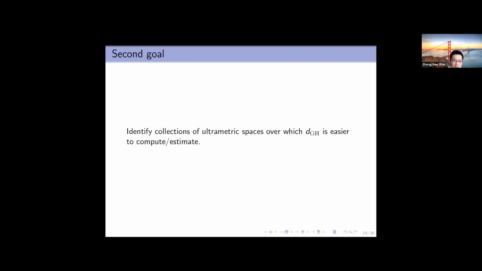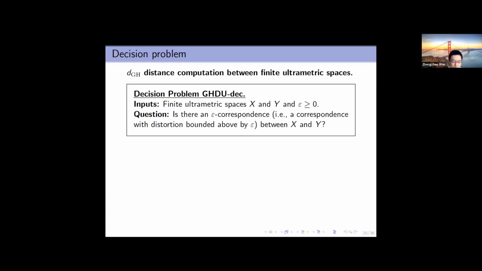Now I will turn to our second goal, that is to identify collections of ultrametric spaces over which DGH can be computed easily. To compute DGH, we first solve a simpler problem, the decision problem. Given finite ultrametric spaces X and Y and the parameter epsilon greater than 0, the problem to solve is whether there exists an epsilon correspondence between X and Y. And an epsilon correspondence is a correspondence with distortion bounded above by epsilon.